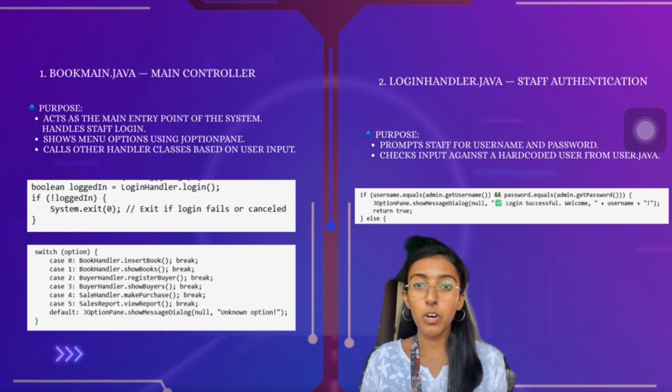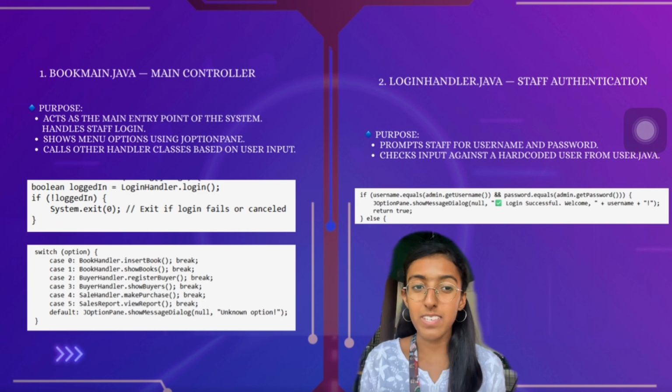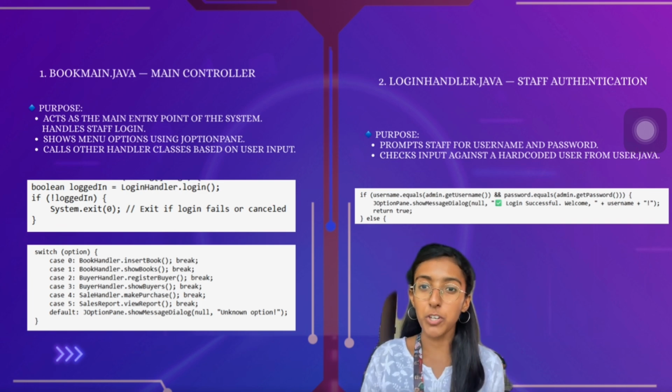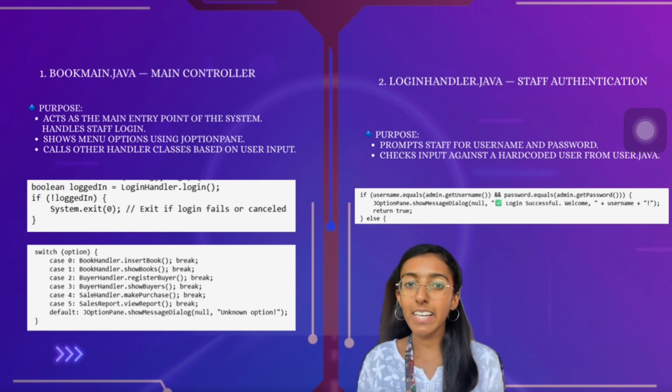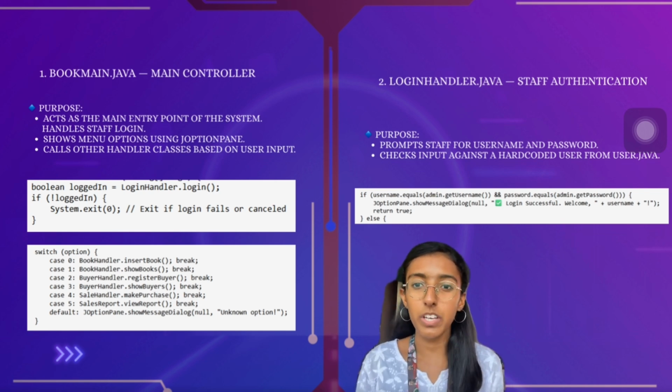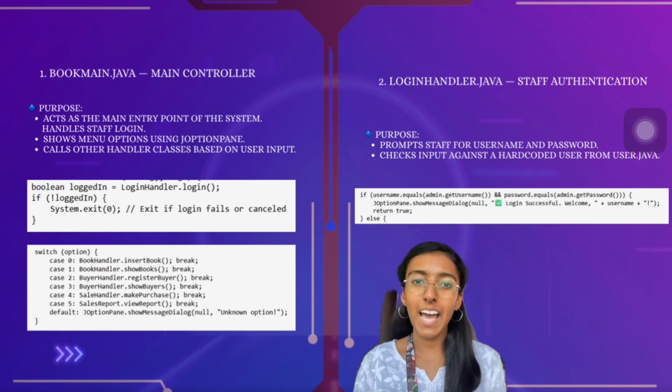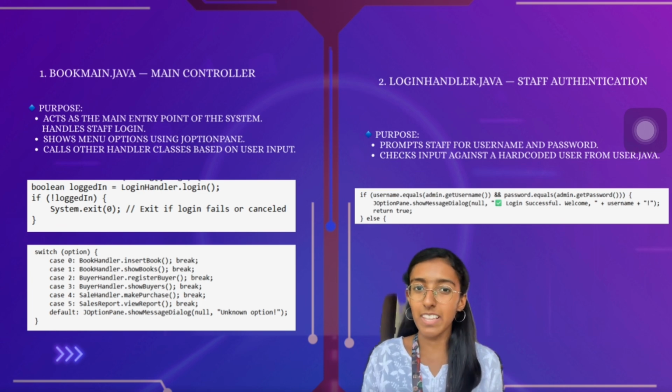The first Java code is BookMain.java, which is the main controller. Its purpose is to prompt staff for username and password, and check the input against the hard-coded user from User.java. The second one is LoginHandler.java, which is staff authentication.